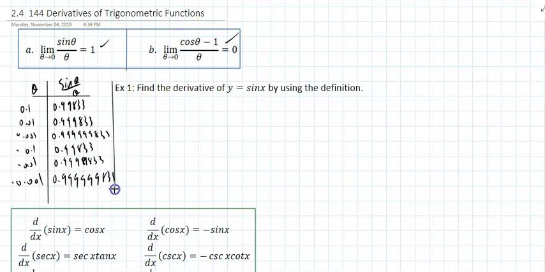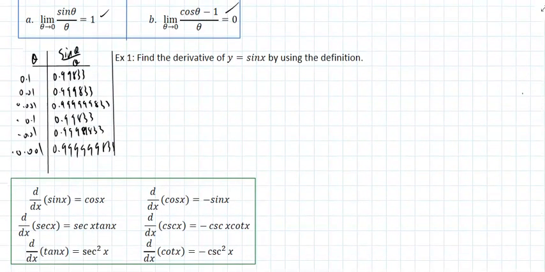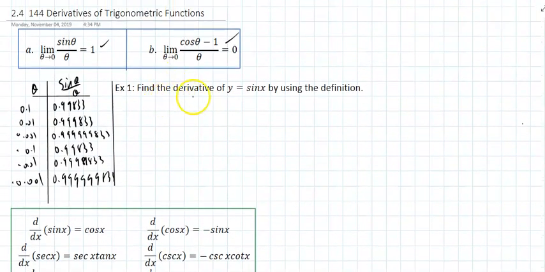Now, the limits of sine and cosine are the only two values that require me to use some trig identities. Besides that, what I mean by identities is the sum and difference formulas, which, you know, we don't use much. Find the derivative of y equals the sine of x by using the definition.